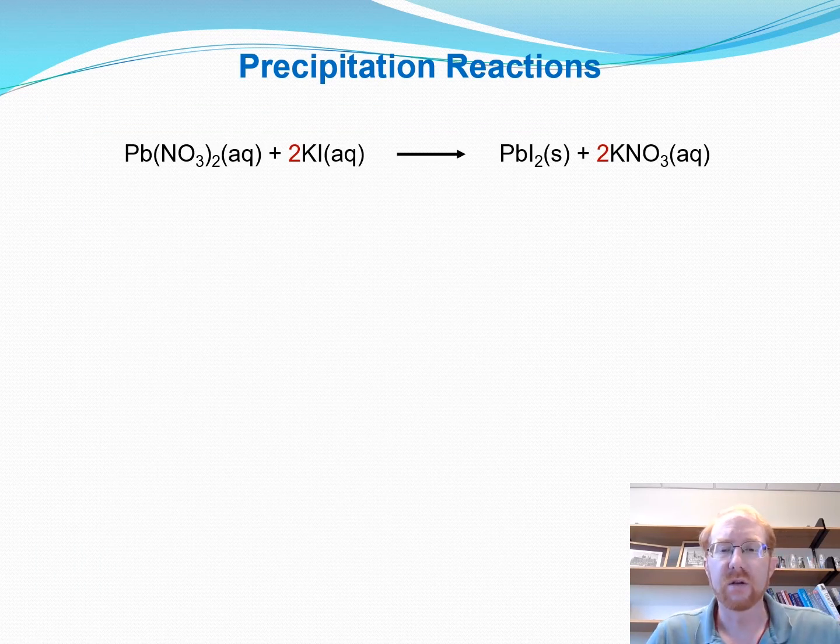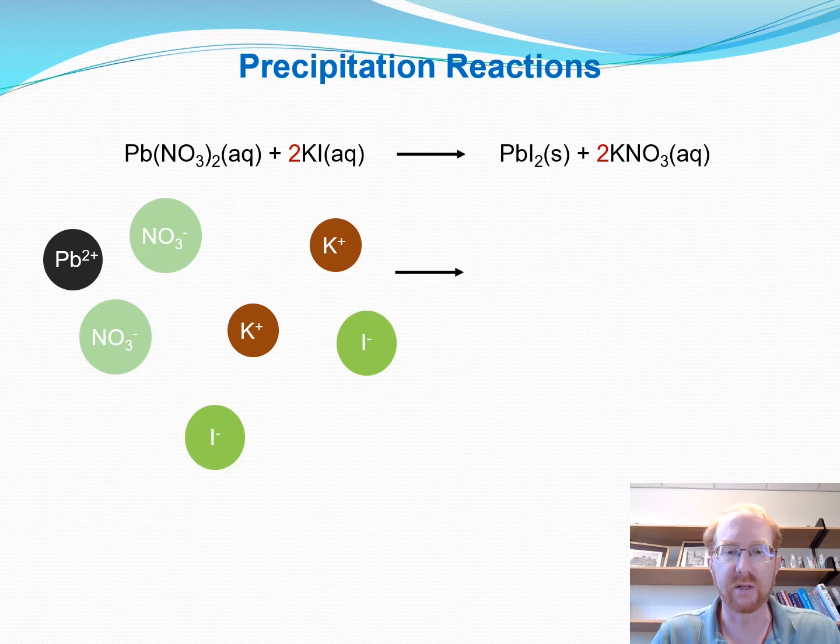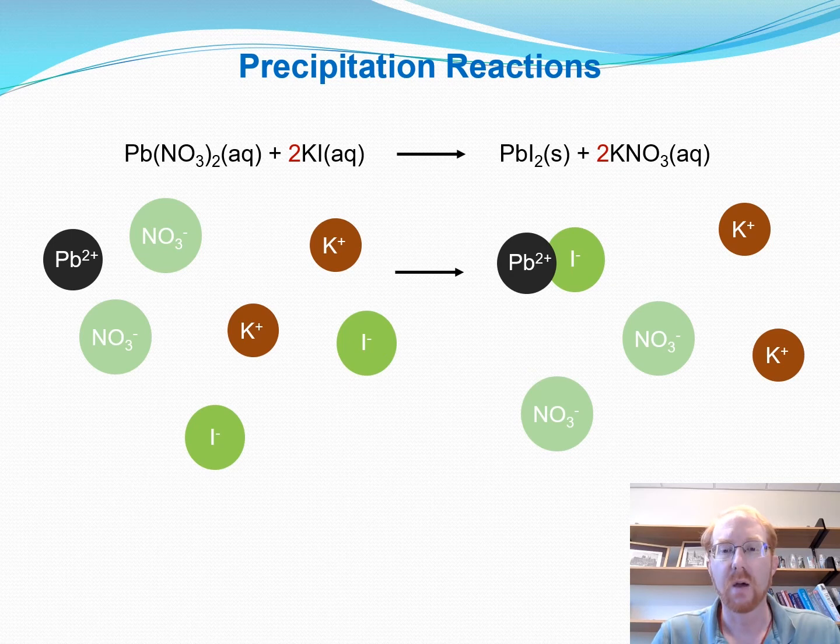So let's look at another example here. I have some lead nitrate and some potassium iodide. So those are my two solutions. They're both dissolved. So what I actually have in those beakers are lead and nitrate ions in one beaker, potassium and iodide ions in the second beaker. So when I pour those together, the lead and the iodide come together and form that solid lead iodide, but the potassium and the nitrate still stay solvated and dissolved in solution. So the lead iodide precipitates out, the potassium and the nitrate still stay in solution.